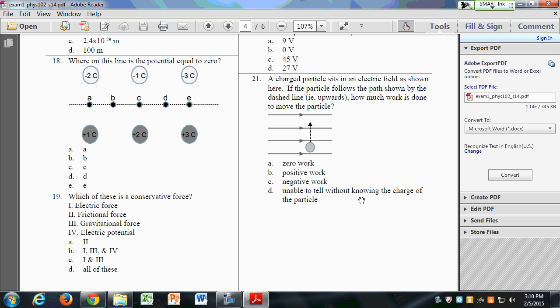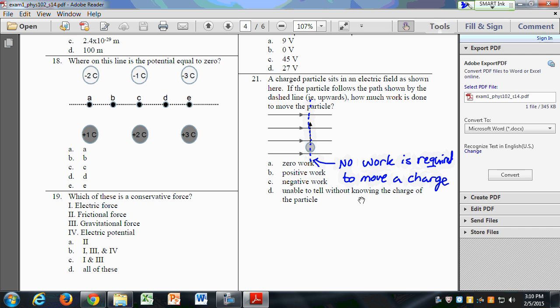This problem right here deals with equipotential lines. Remember, equipotential lines always run perpendicular to the electric field. So my equipotential line here moves in this direction. And along an equipotential line, no work is required to move a charge, because equipotential means along that line you have the same potential energy.